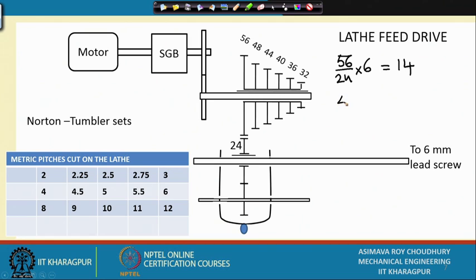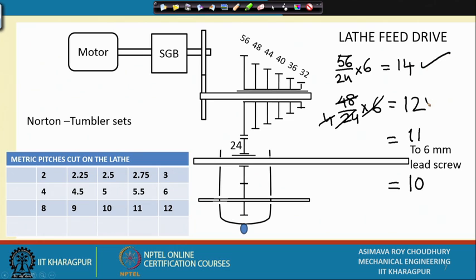If I connect to 48, I will get 4, 12, and therefore, you can easily guess that if I connect it to 44, I will get 11, if I connect it to 40, I will get 10. So, all these millimeters of pitches are now available with me. Okay. So, 12, 11, 10, all these things are going to become available. 36 divided by 24 into 6 is going to give me 9. So, this makes it possible to get all these pitches cut.